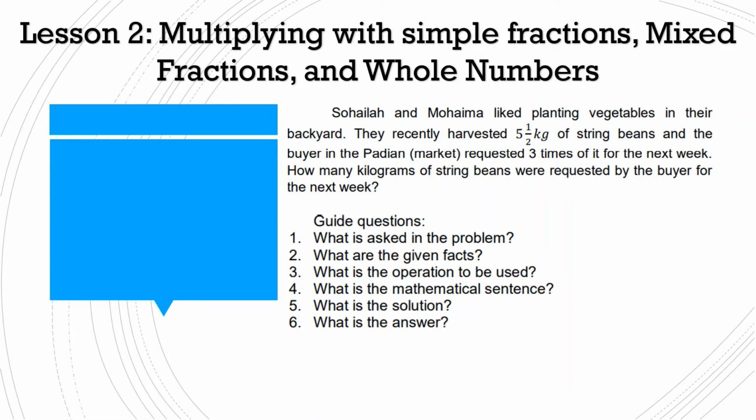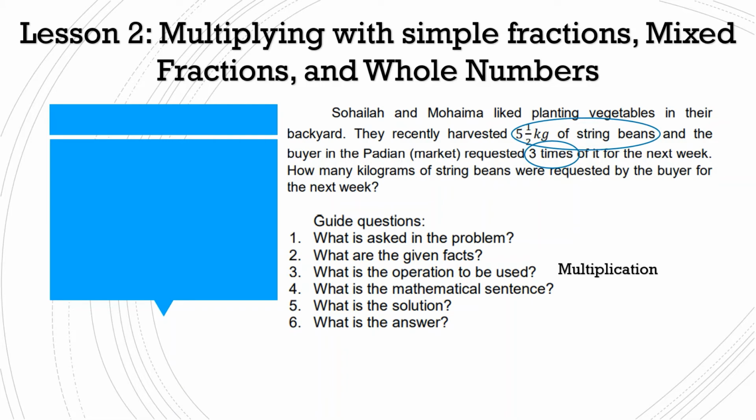You have here the questions. One, what is asked in the problem? How many kilograms of string beans were requested by the buyer for next week? Number 2, what are the given facts? Given facts are 5 1/2 kilograms of string beans and, of course, 3 times for next week.